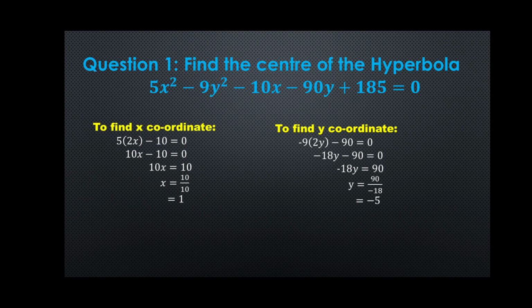To find the y coordinate, differentiating minus 9y square minus 90y, which is minus 9 into 2y minus 90 equal to 0, which will be y equal to minus 5. Therefore, the center is 1, minus 5.